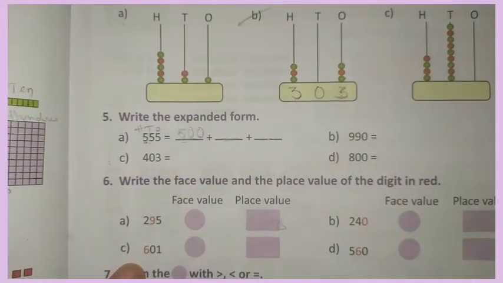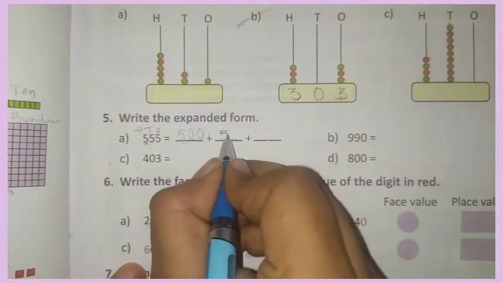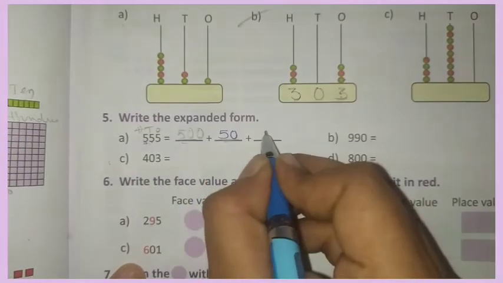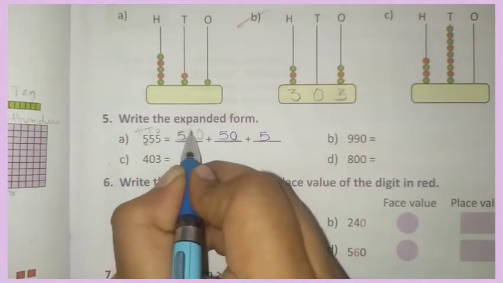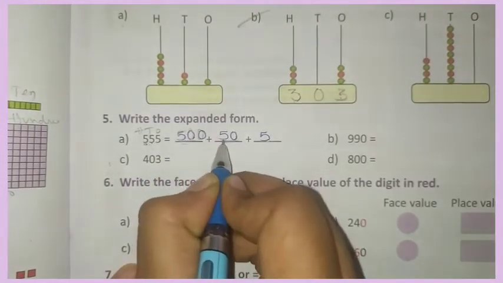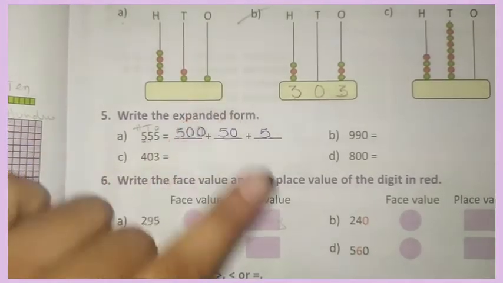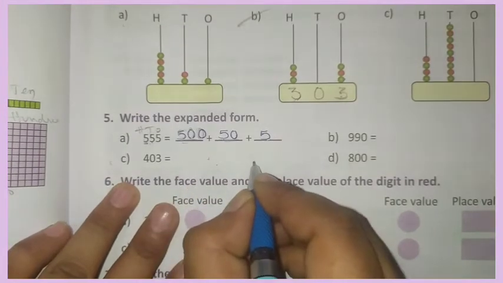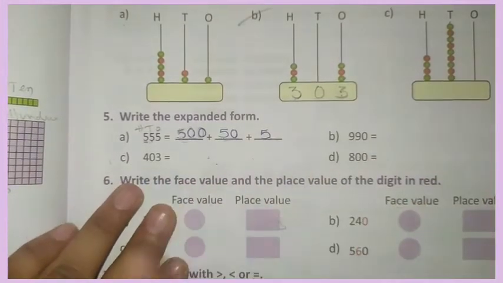500 plus how many tens are here? 5 tens. 5 tens are 50. How many ones are here? 5 ones. So 5 ones are 5. 500 plus 50 plus 5. This is the expanded form. You also draw the 3 lines and keep plus symbol and write expanded form for these 3 numbers.